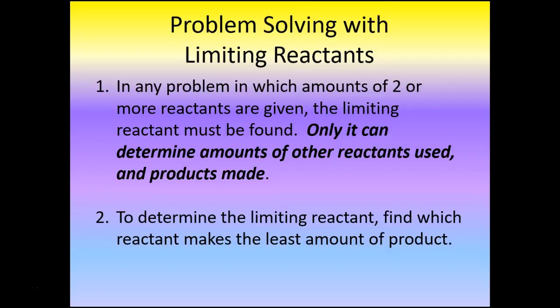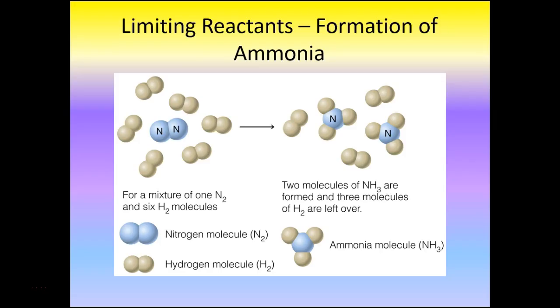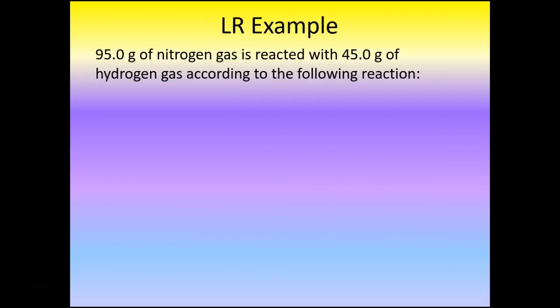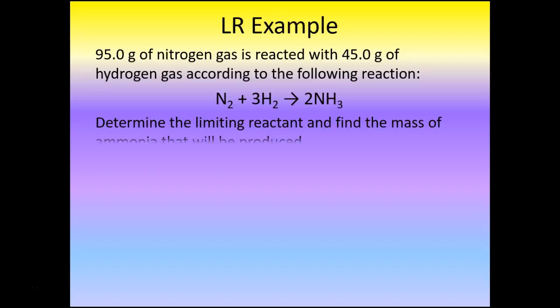So to determine the limiting reactant, you're going to find out which reactant makes the least amount of product. And here's just an example. So 95 grams of nitrogen gas is reacted with 45 grams of hydrogen gas. And there's the balanced equation. And then we're asked to determine the limiting reactant, find the mass of ammonia that will be produced.